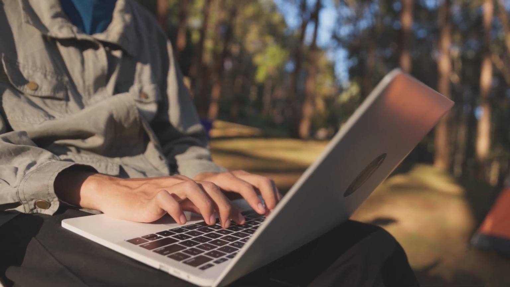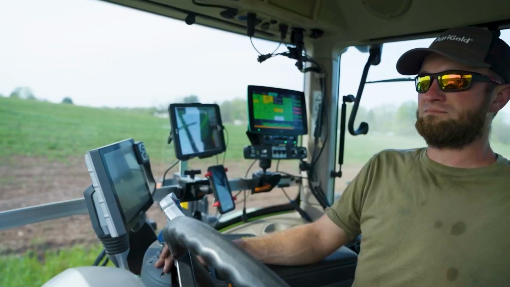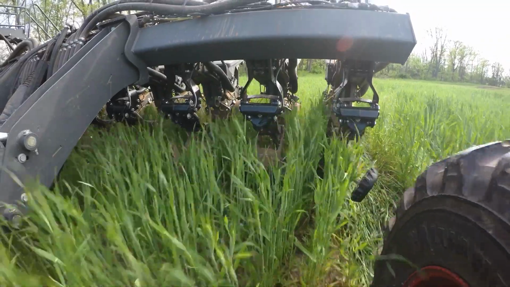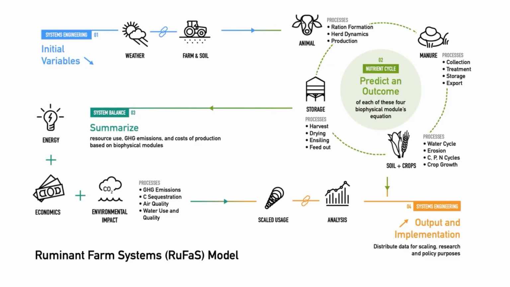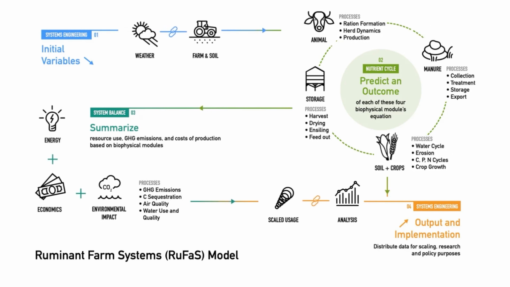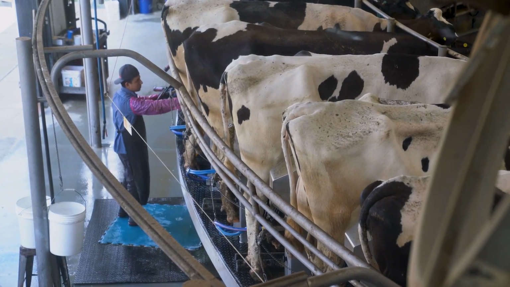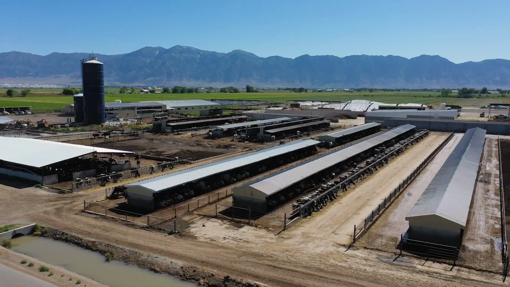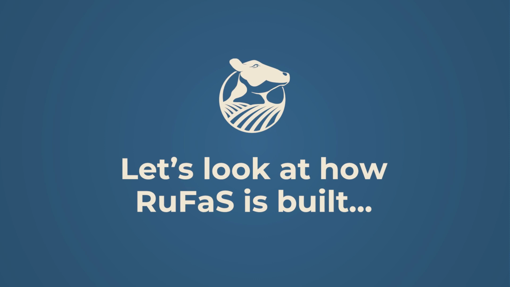In doing this, we believe that we can provide a platform for scientific collaboration that enables model users to integrate information across disciplines and across parts of the farm in ways that can only be achieved with digital tools. And by continuing to update RuFaS with new technologies and scientific discoveries as they arise, we can quickly translate innovations into practical applications on farms by combining new insights with existing knowledge that can enhance farm management and environmental sustainability. Let's look at how RuFaS is built.